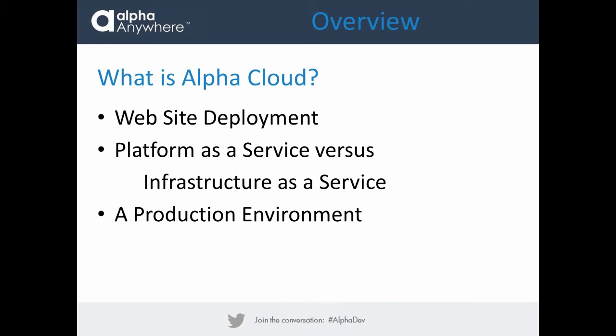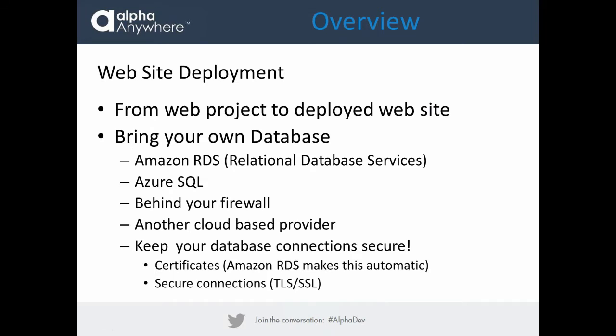Platform as a service versus infrastructure as a service seems to confuse a few folks, so I want to talk about that. And then I want to make it clear that Alpha Cloud is a production environment. So let's start with the concept of website deployment. The idea is that once you've developed an application with Alpha Anywhere, you need a place to actually run that, and that, of course, is going to be a website.